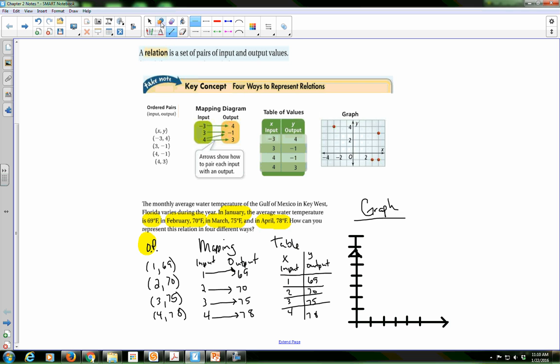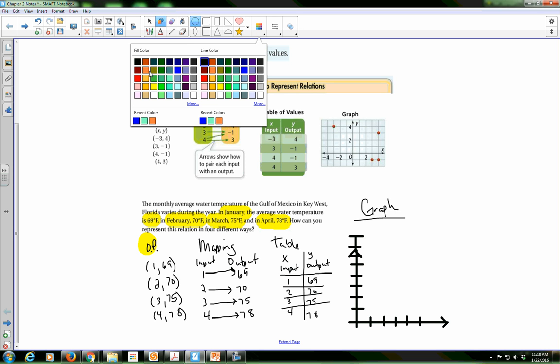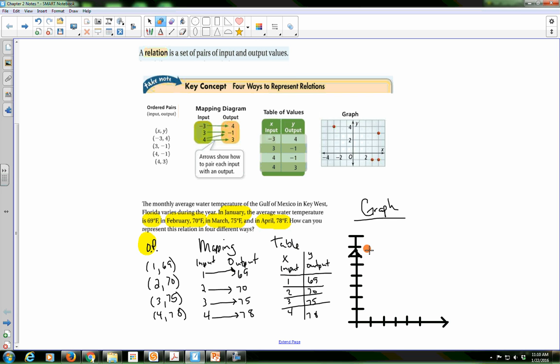All right, so now I need to plot those points. You guys plot along with me. At 1 I have 69. So if I'm counting by tens, it's 10, 20, 30, 40, 50, 60, 70, so right below. At 2, we are at 70. At 3, we are at 75. At 4, we're at 78.